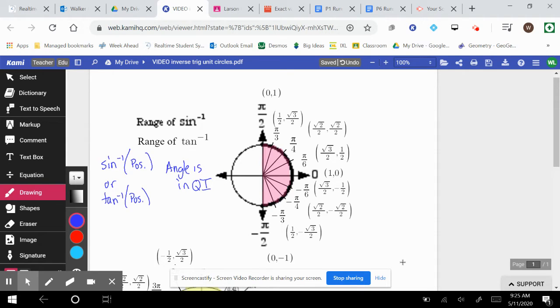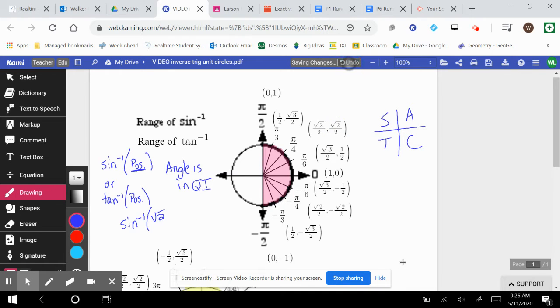Okay, and this all goes back to CAST. All students take calculus. Your answer is always positive, always in quadrant 1. So anytime the ratio is positive, you're looking for the angle in quadrant 1 in which you get that value. So in the example I used before, sine inverse of radical 2 over 2, that's positive. I'm looking in quadrant 1. Sine, which is the y values here, is root 2 over 2 at pi over 4. So your answer would be pi over 4.